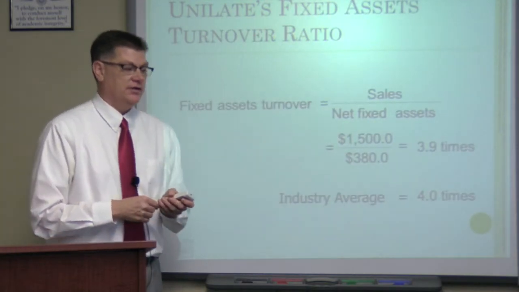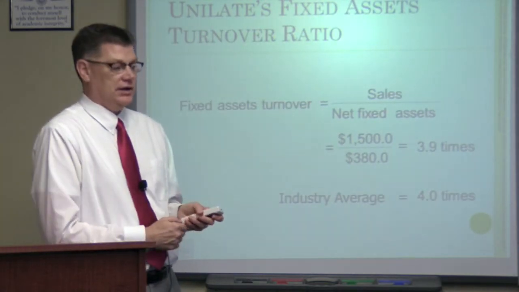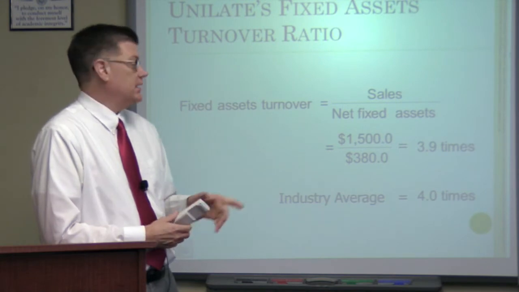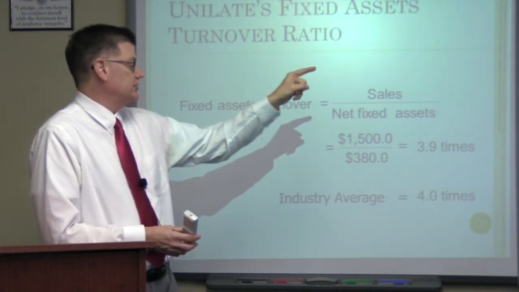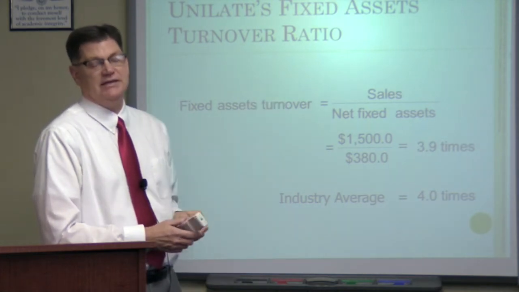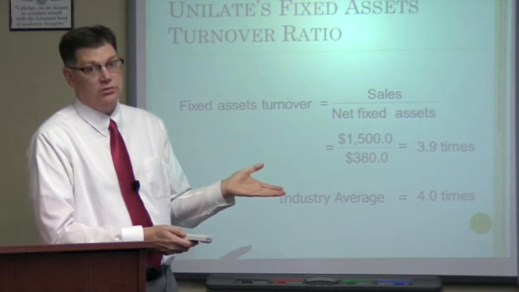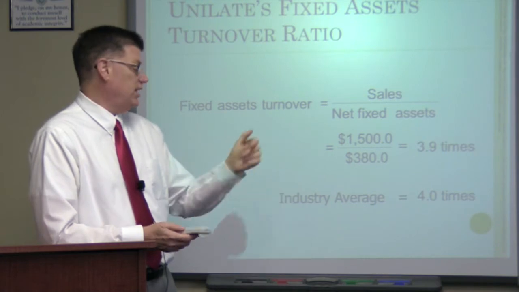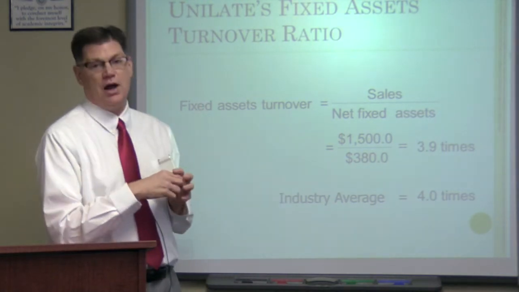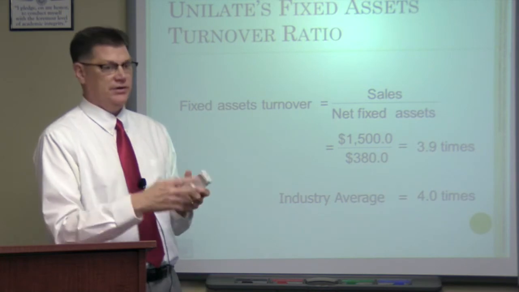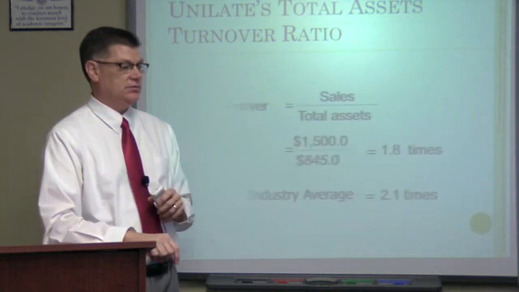Turnover. The industry is 4 times compared to Unilate's 3.9. Sales over fixed assets. So my sales are not as good compared to my fixed assets as the industry. It's close, but it's building a bigger case to say, does Unilate have some problems compared to the industry? It appears there are all indications that they do.